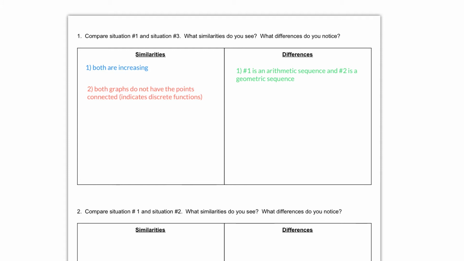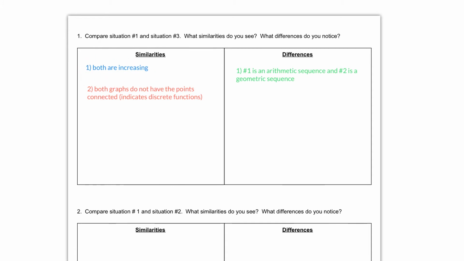All right, now that you have gone through the situations and you've looked over the tables and the graphs and the equations, we're going to start by comparing situation number 1 and situation number 3. What similarities do you see and what differences do you notice? So some similarities that you might be able to see is that they are both increasing.